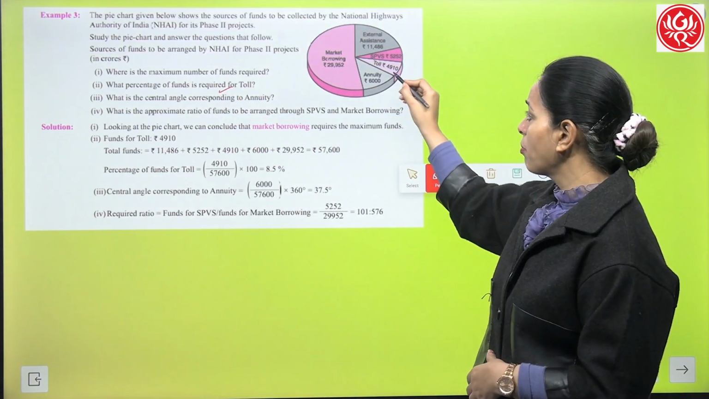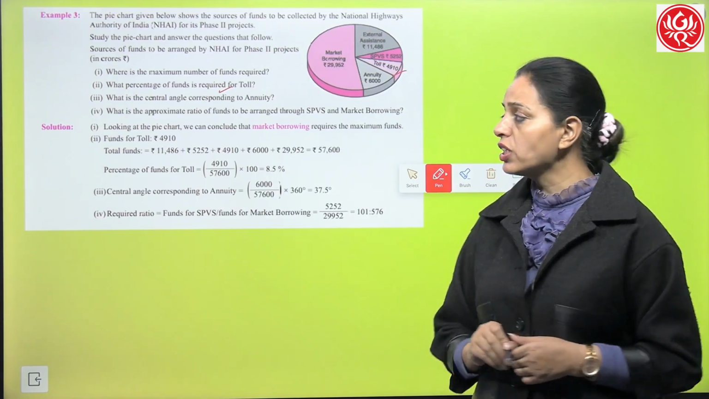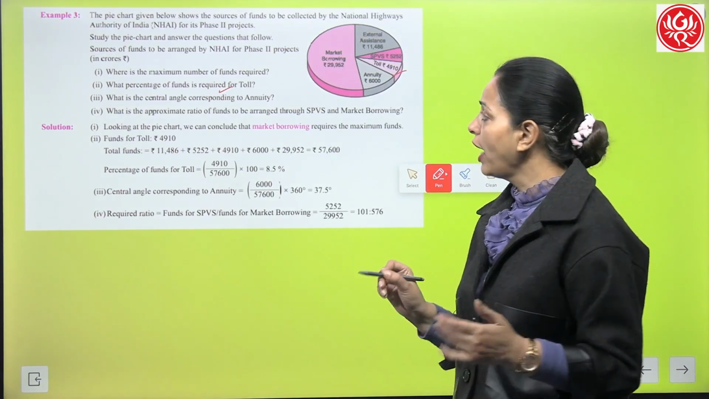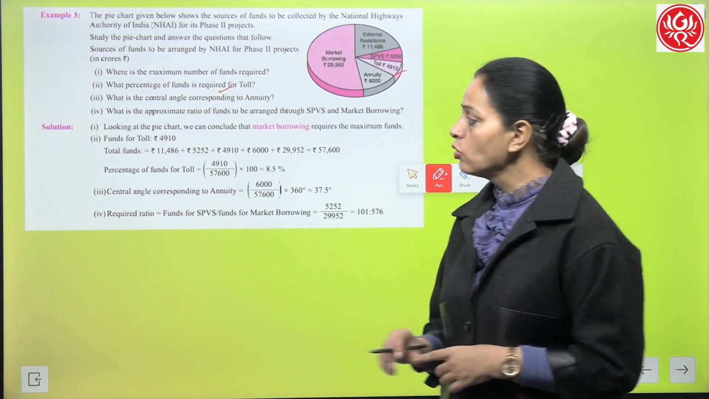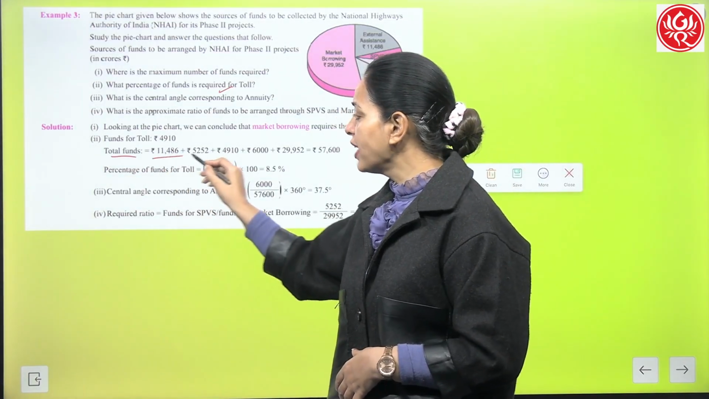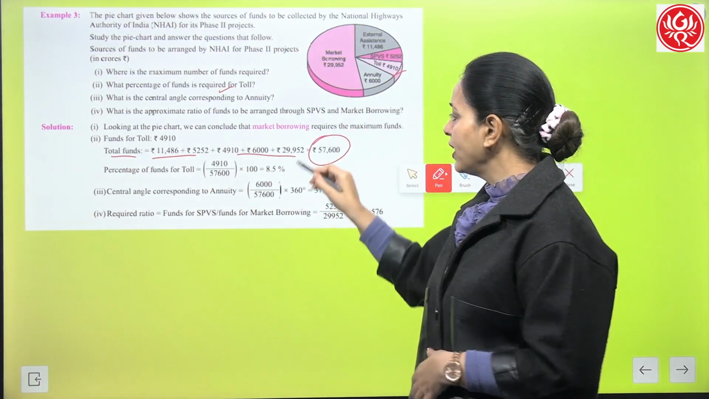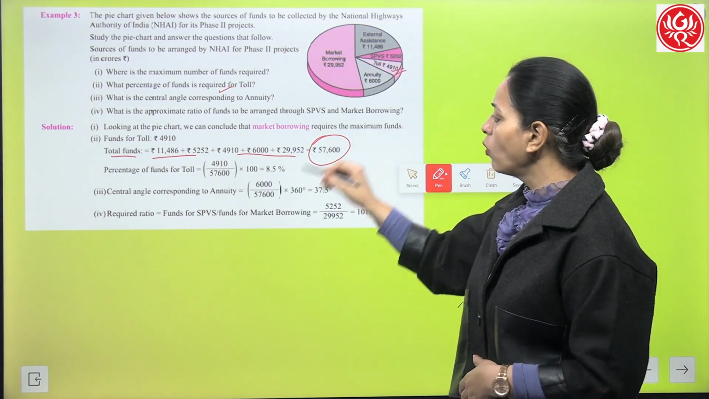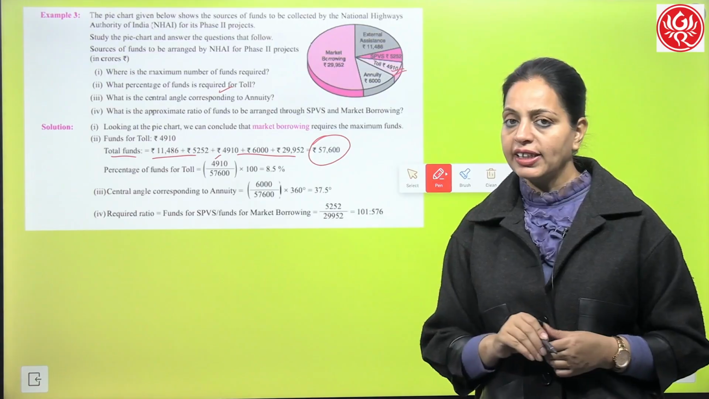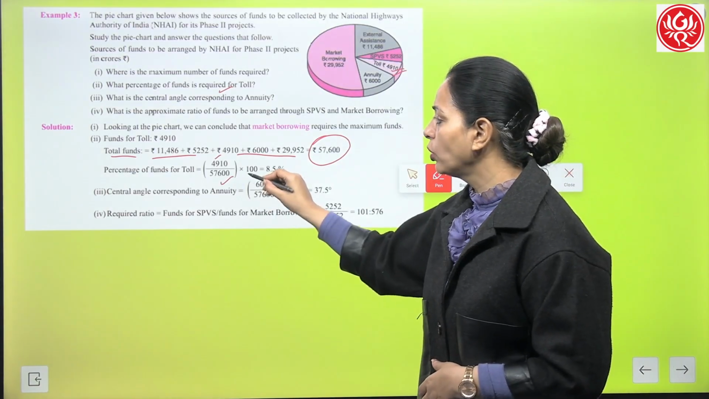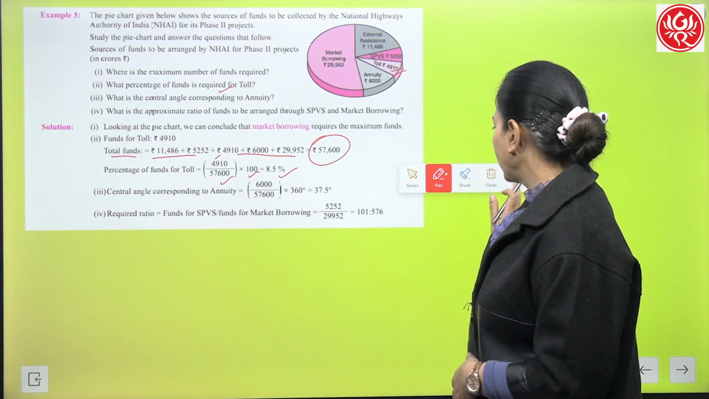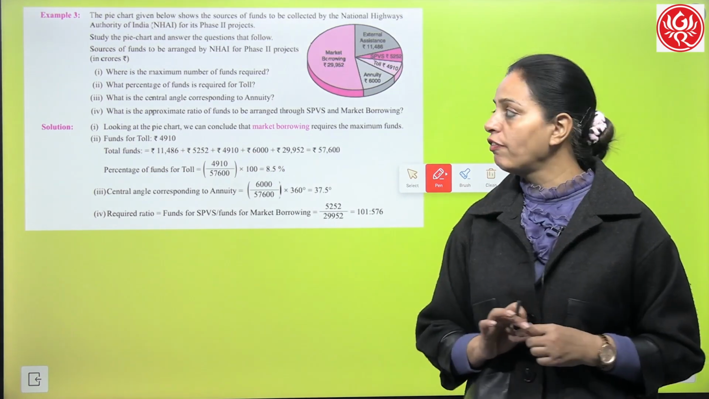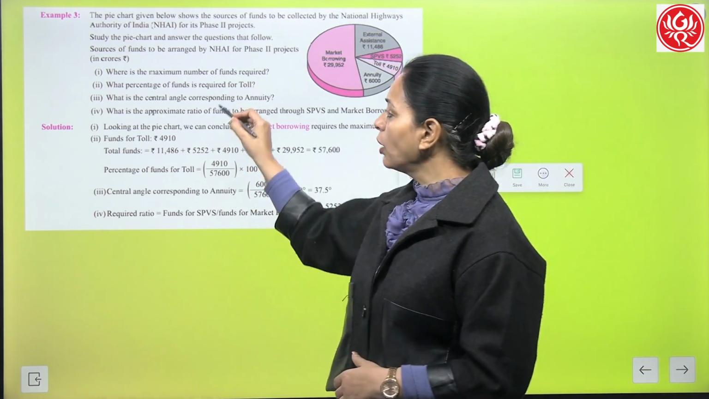Now the second part, what percentage of funds is required for toll. So you can see here amount is rupees 4,910. So we have to find the percentage. So first find total funds, add all. So we are getting rupees 57,600. So this amount 4,910 divided by total into 100. So that is 8.5%, right?